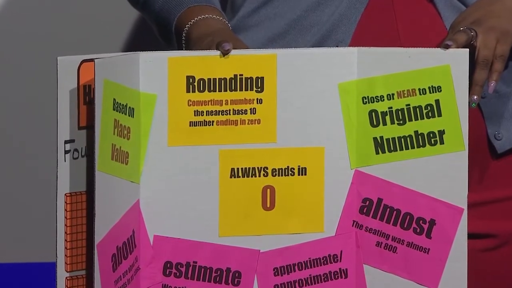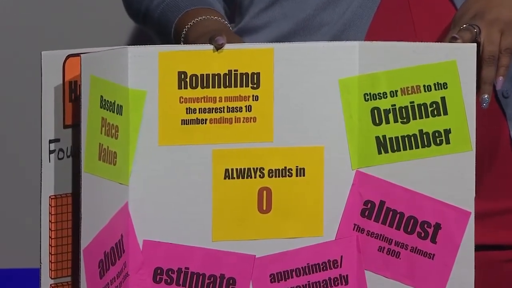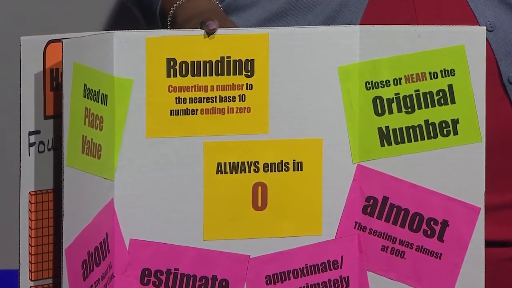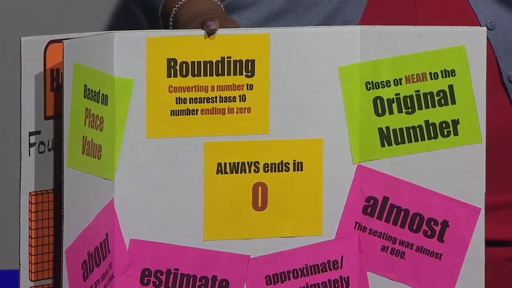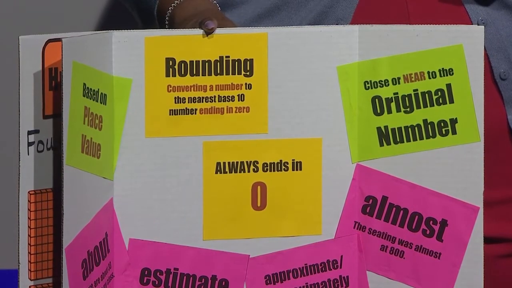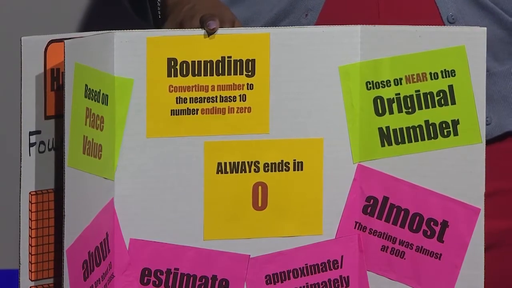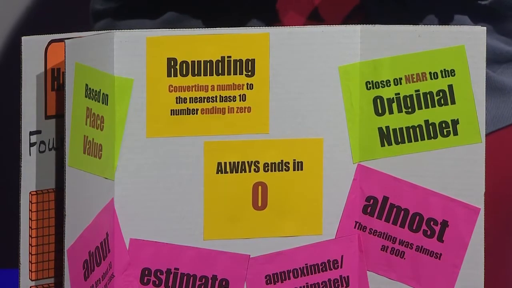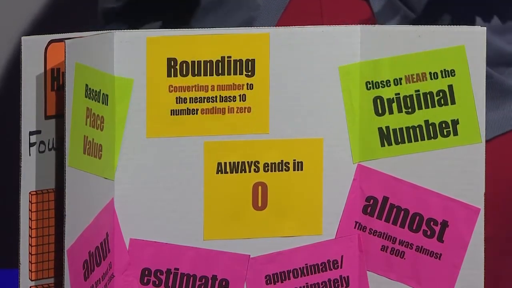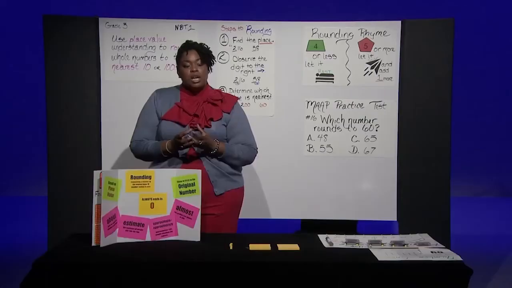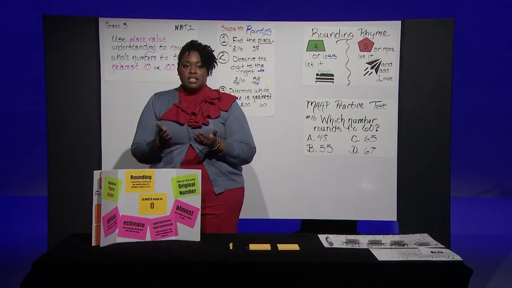Rounding. What does 0 look like? When you think round, what's round? Have you seen anything round? Tell me something that you've seen that's round. A circle. Good. That's very good. Let's use that. A circle looks like what number? Do you see it here? That's right, a 0. So when we think round, think of a number that ends in 0.